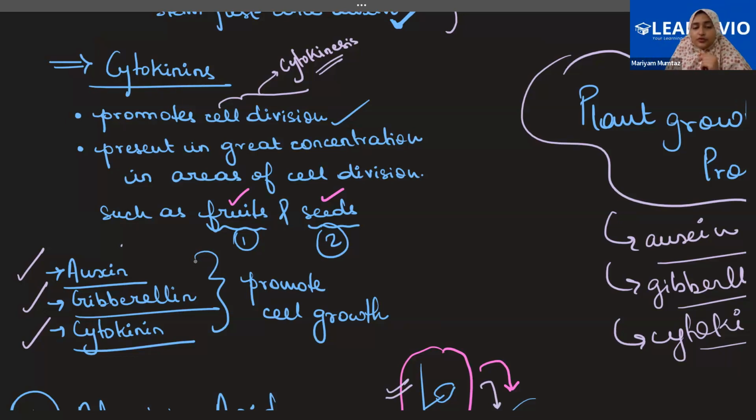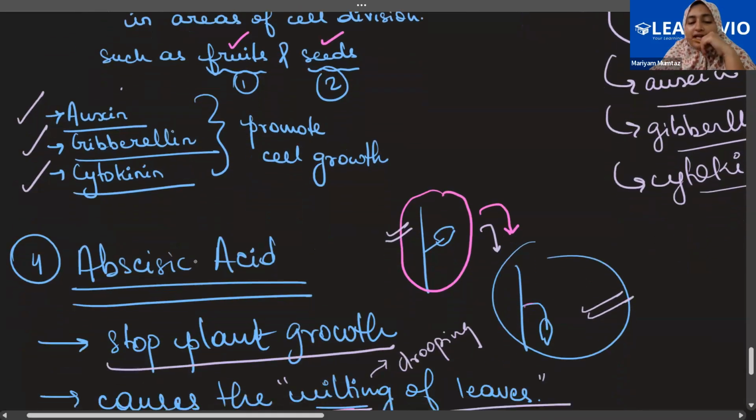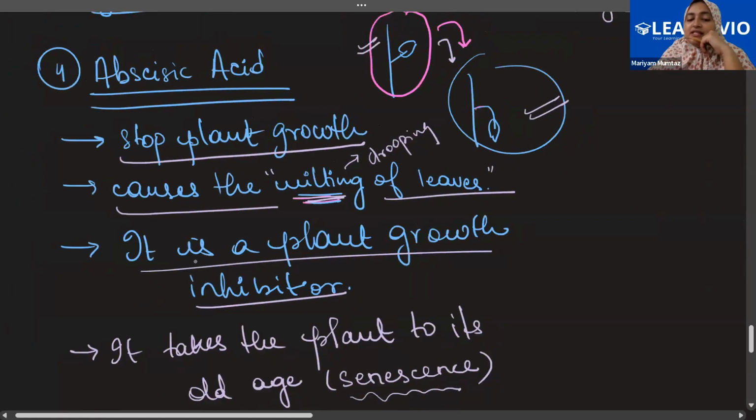Now, these hormones, the cytokinins, are present in those areas where cell division occurs rapidly, meaning the young parts of the plant which are constantly undergoing cell division, such as the fruits and the seed. These areas are under active cell division, right? And then there comes the abscisic acid.